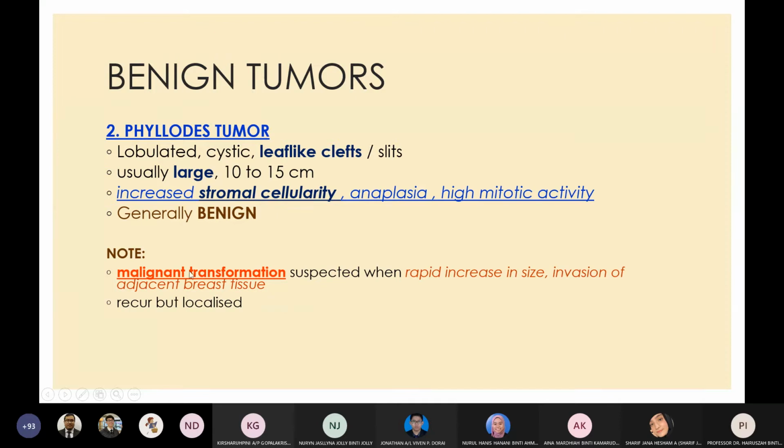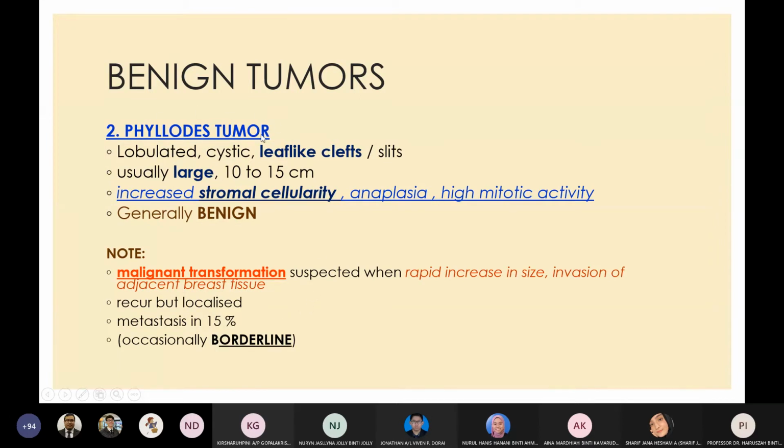The malignant counterpart of phyllodes can recur even though they're localized. They hardly metastasize, but they can locally recur. So just be aware. The majority of them are benign. A small percentage can turn malignant. When they are malignant, they can metastasize.